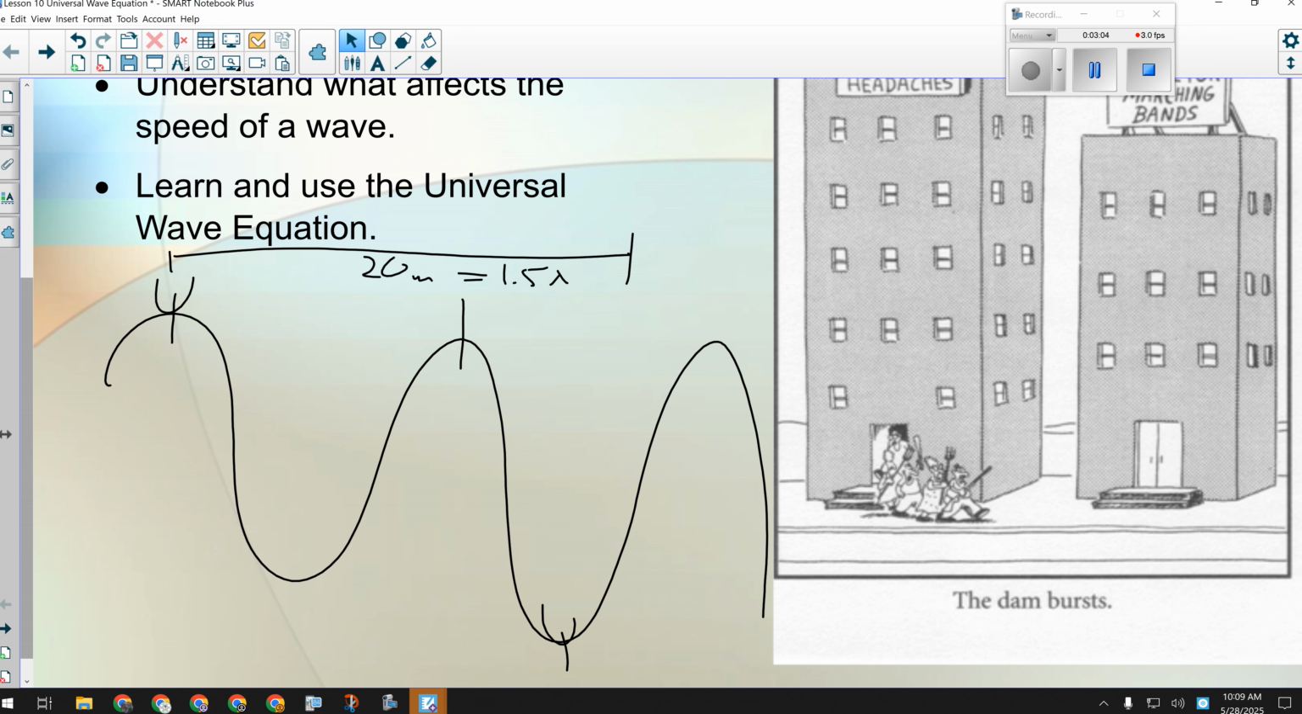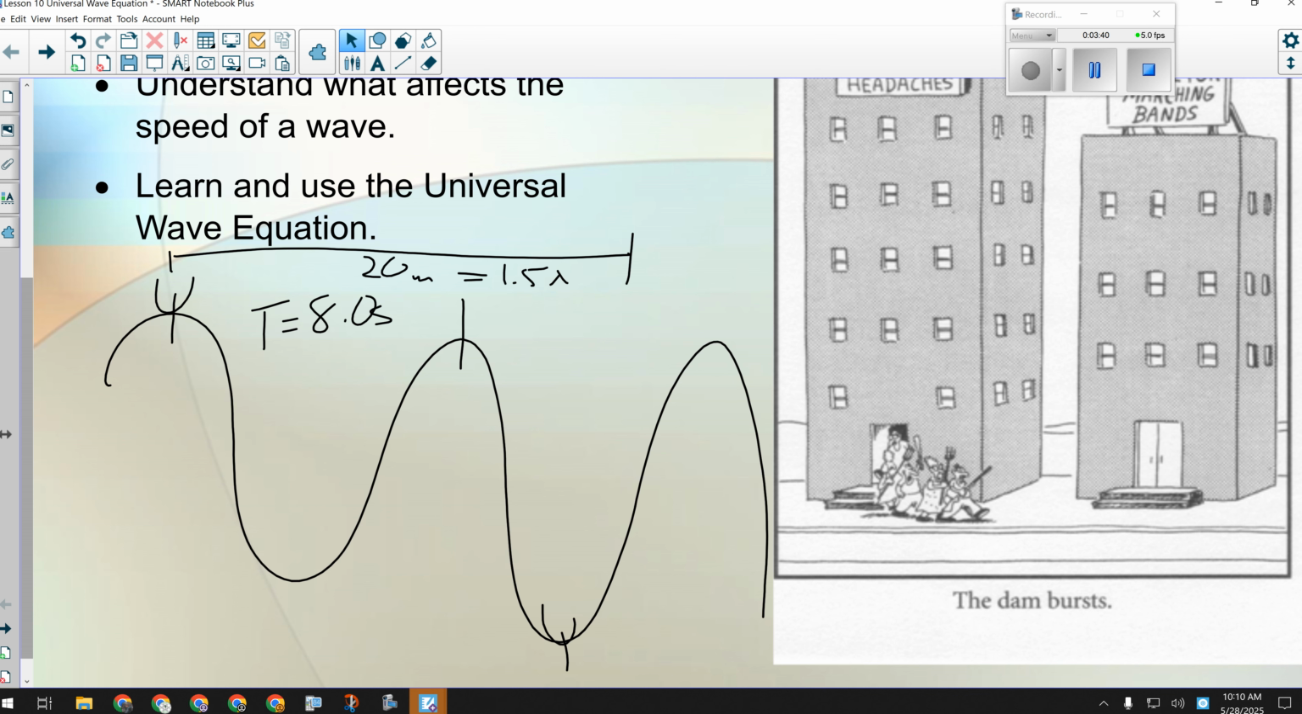Can I calculate the actual wavelength now? Right, 20 divided by 1.5. Now I know how many wavelengths apart they are. The question would also tell me something like the people in the boats bob up and down once every 8 seconds. What did they tell me there? Period. Because they told me how long it takes for them to go over a crest and under a trough and back to the next crest, up and down. That would be one complete cycle. 8.0 seconds.